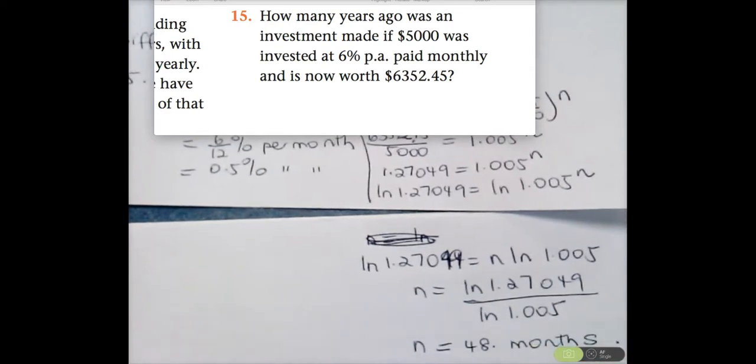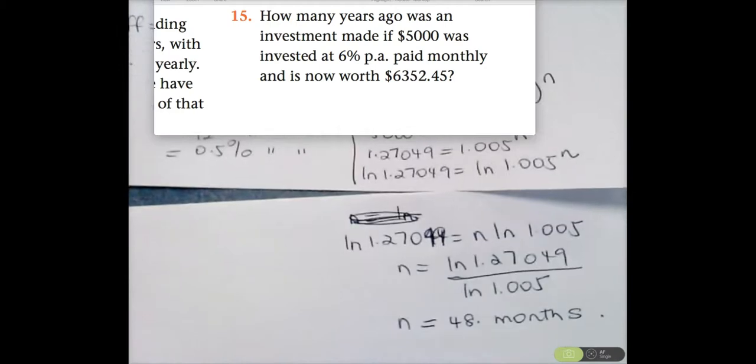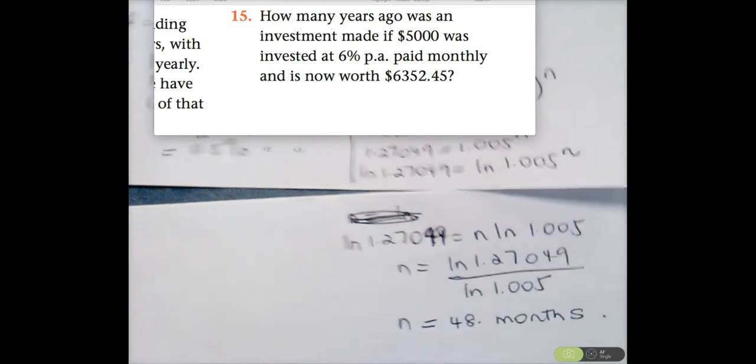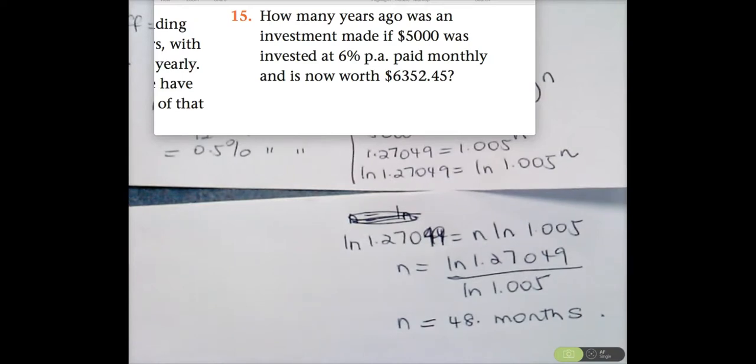Remember, this is in months. I think they've made it work so that it will work exactly for you in this. Because look, it's now worth 6,352.45. But it would be different if it said how many months do I need to invest to get to 7,000 or something like that. You'd have to round up, because if you rounded down, you wouldn't get to that amount.